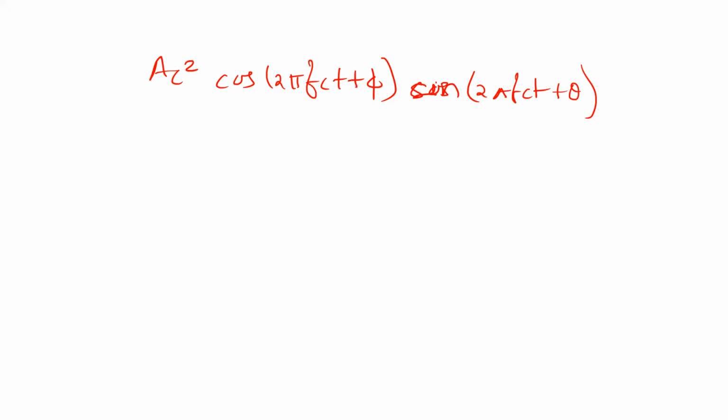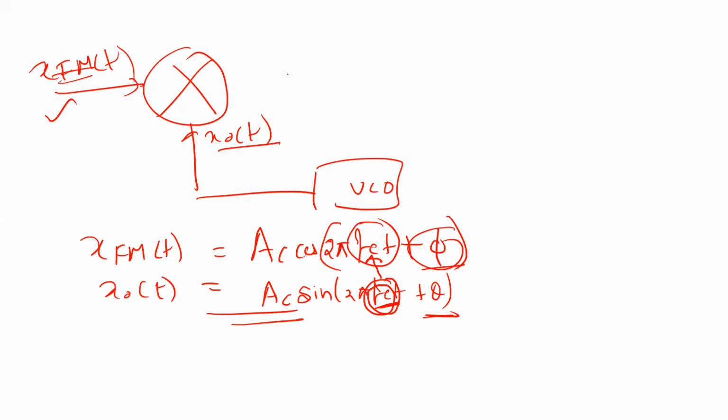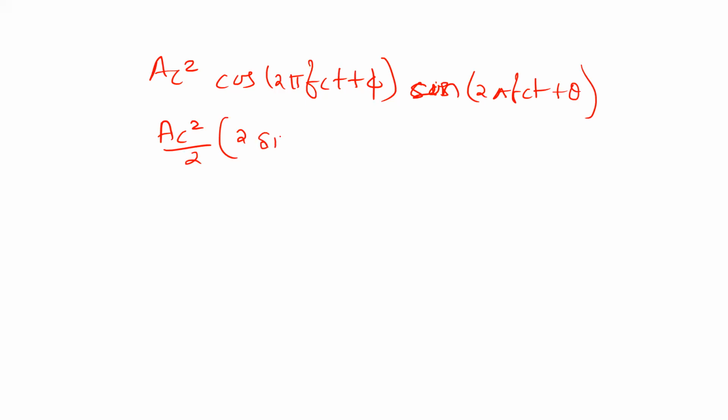Okay, so can I write this? What is this equal to, sir? Which one are you saying? This is A_C squared. This is your S(t), is it? No, this one, the output of this. Okay. So can I write it as this, Jerry? Tell me if I'm wrong.